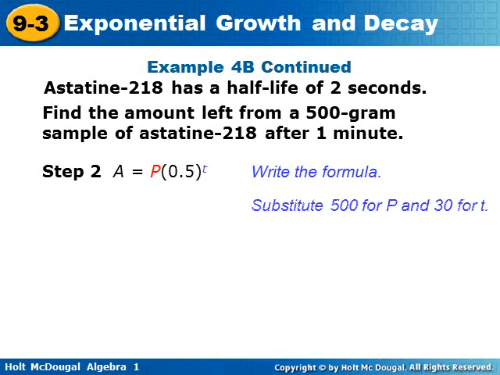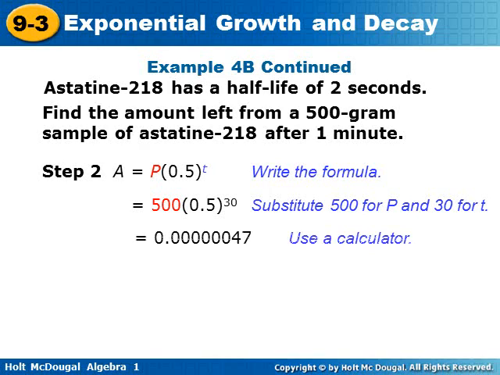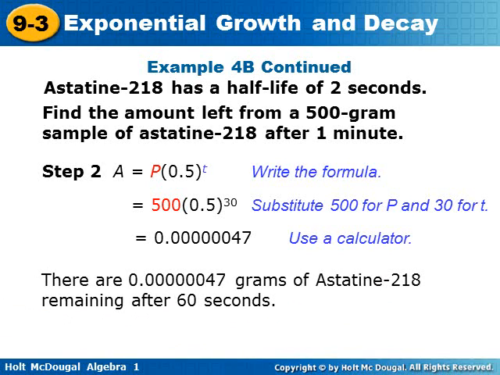So T is 30. The formula is A equals P times 0.5 raised to the power of T. So we're going to plug in 500 for P, that's the original amount, we had 500 grams, and 30 for T, that's the number of half-lives in a minute. So we get 500 times 0.5 raised to the power of 30. And we calculate that out, 0.00000047. So there are 0.00000047 grams of astatine 218 remaining after 60 seconds.